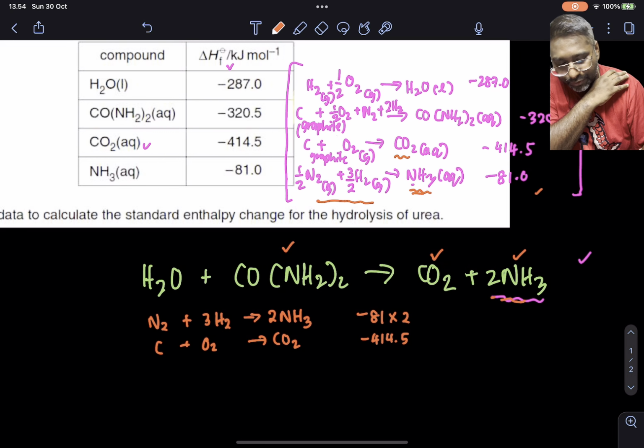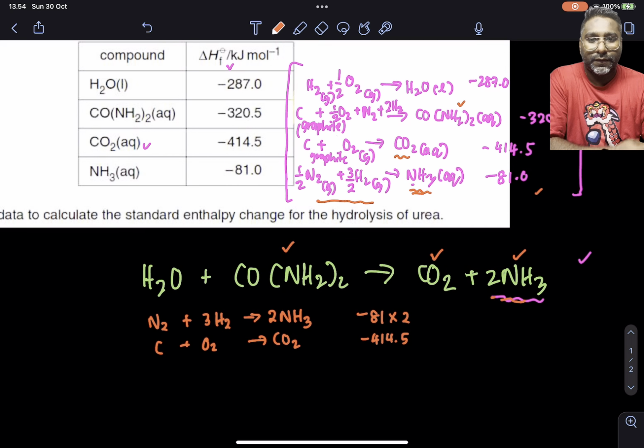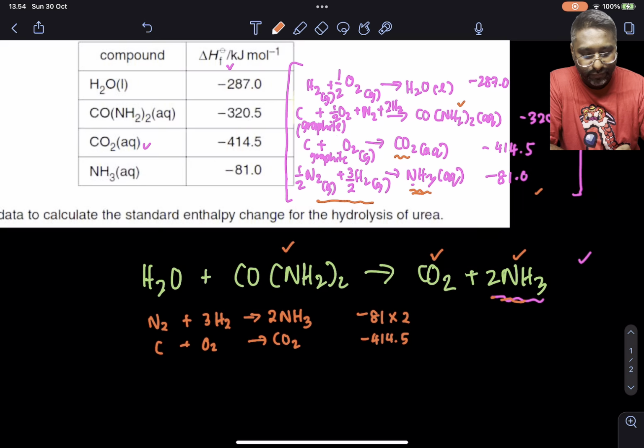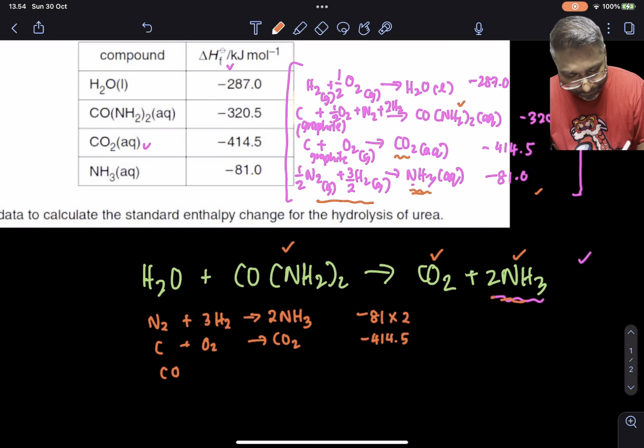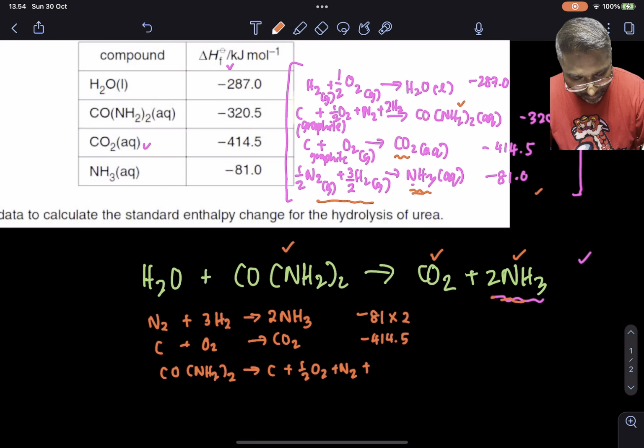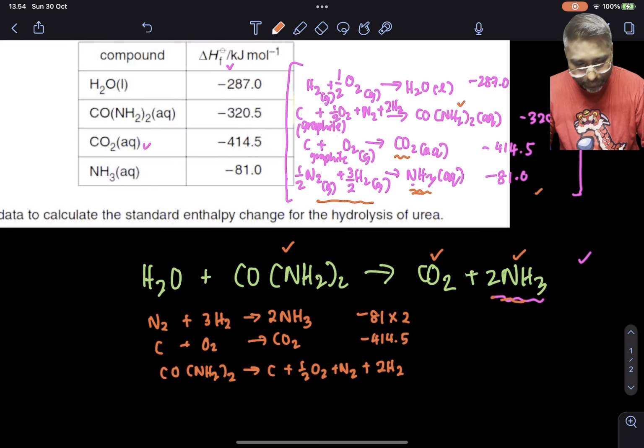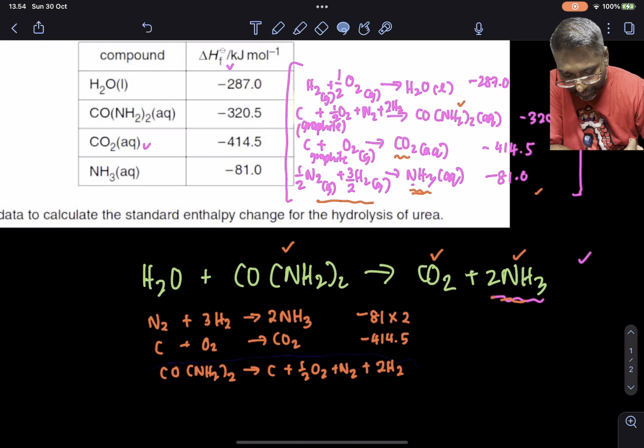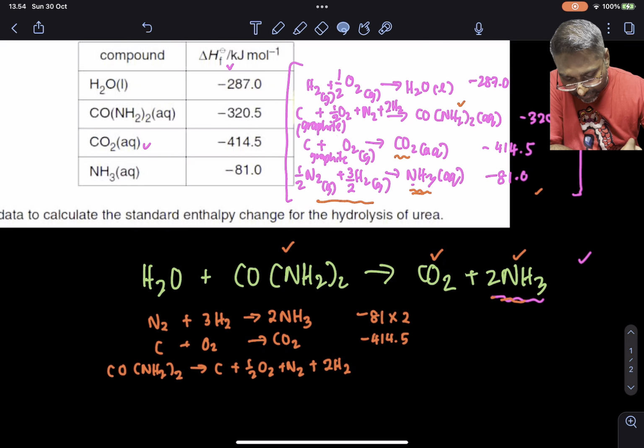Let's look at urea. For urea, there are 2 things that you need to look at, which is the position. The position is on the left now, while here it is going to be on the right, so you need to change the position. The number is the same, so 1. So I change the position. When I write down CO(NH2)2 to give you carbon plus half O2 plus N2 plus 2H2, I will just bring this to the side a bit so that it's nice to see.